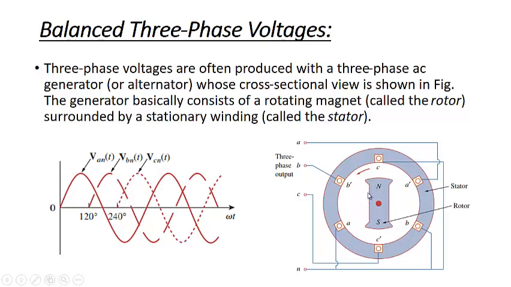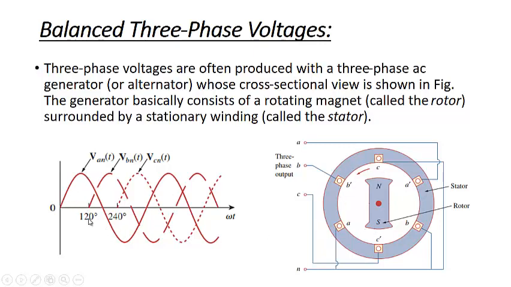Let us say it rotates in anti-clockwise direction. When it reaches B dash, then B dash has a maximum value. And similarly, when it reaches A dash, it has a maximum value of phase A voltage. You can see the difference in the space between A dash, B dash, and C dash. They are 120 degrees from each other. So when they are 120 degrees from each other, the voltage generated will also be 120 degrees from each other.